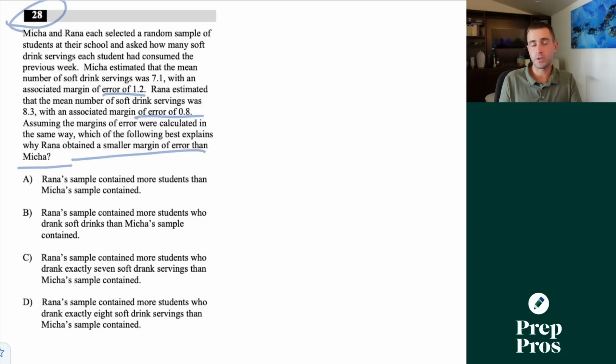Well, the simple principle you have to understand is the bigger part of a population we sample, the more accurate we should be, therefore we should have a lower margin of error. So just simply remember, bigger sample size gives you a smaller margin of error, smaller sample size gives you a bigger margin of error. So simply here, we know that Rana's sample must have contained more students than Micha's sample.